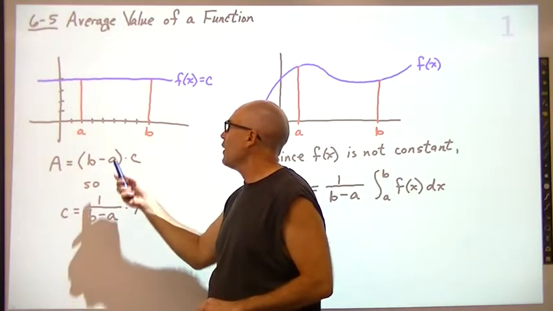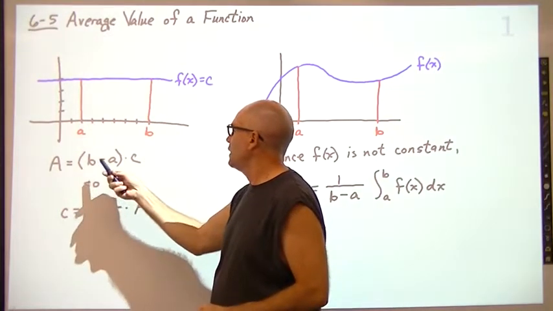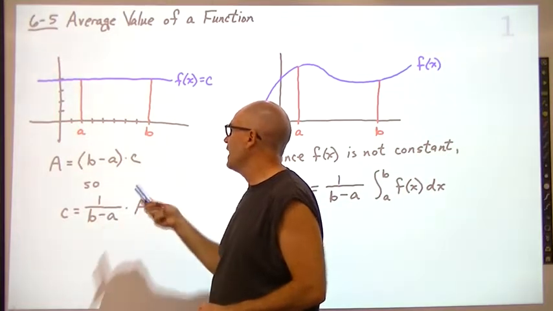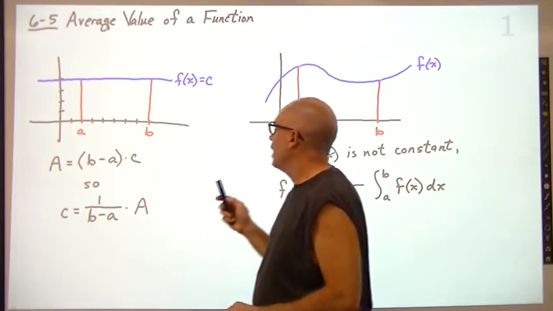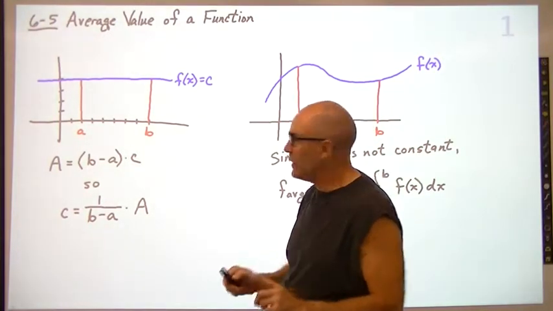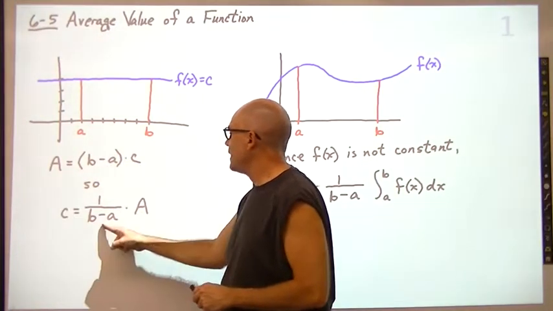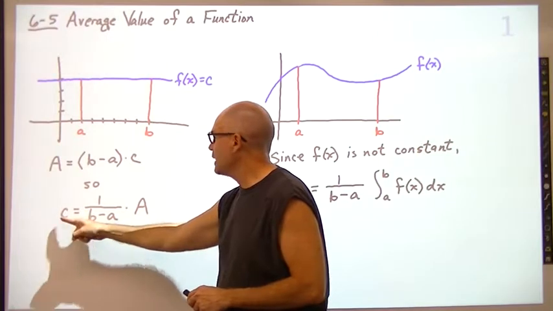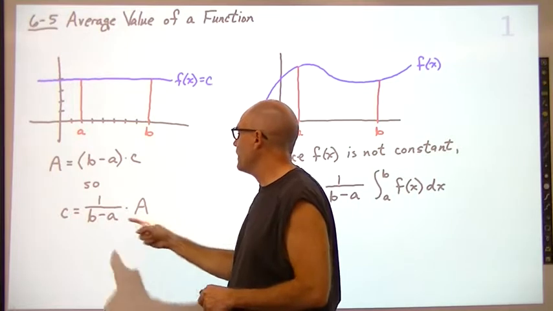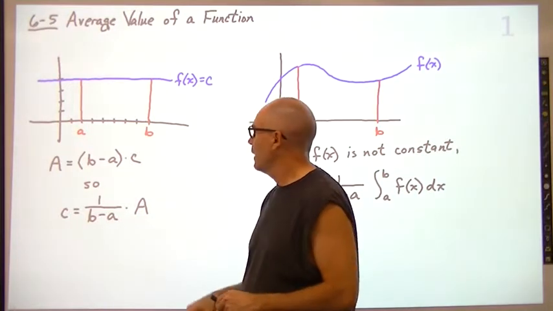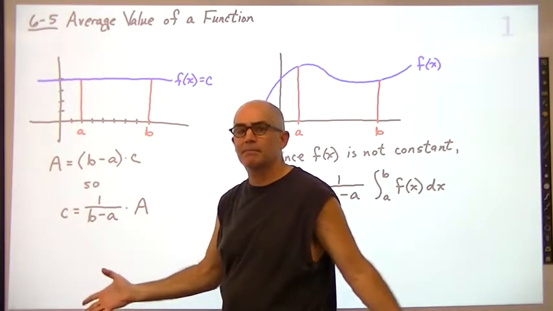So that means our area here is going to be base times height, which is b minus a, the length of the base, times c, which is the height. Now, if I want the average value of this function, then I would just divide out the base. And that gives me height alone. So height, or the c, is going to equal 1 over b minus a times area. So area equals base times height. If you want the height, you just divide out the base.